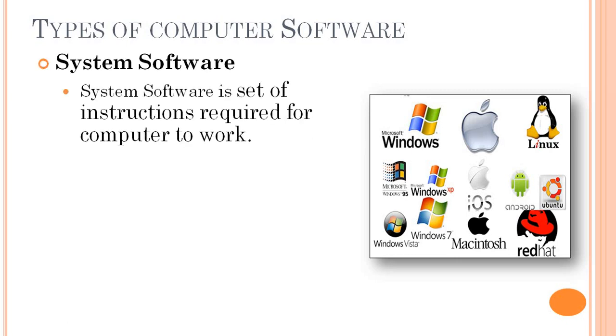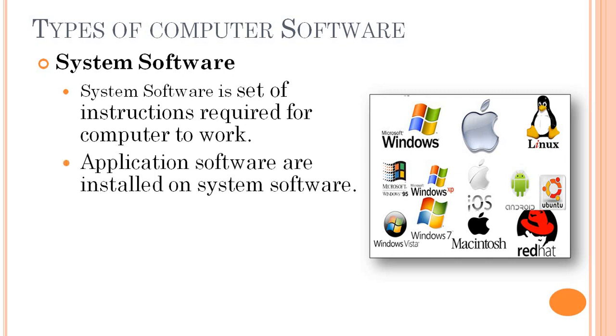System software is a set of instructions required for the computer to work. Now these softwares are necessary for a machine to work. If I do not have an operating system, in that case my machine will not work. It is as good as just an electronic box. Unless and until you provide the system software, unless and until we provide the operating system, the machine will not work.